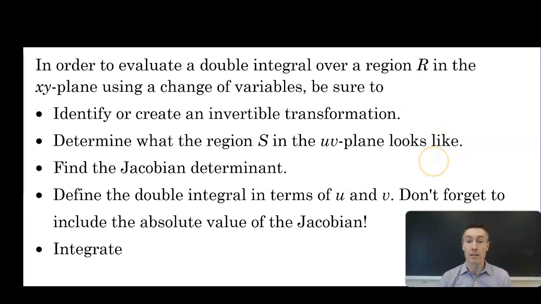Determine what the region S in the UV plane looks like so that we can figure out our bounds of integration. Find the Jacobian determinant because we're going to need to put that into our double integral. Then define the double integral in terms of u and v, so do the actual substitution. Don't forget about that absolute value of the Jacobian, and then we integrate. All right, so this is good to look back to if you ever are forgetting a step in the process.